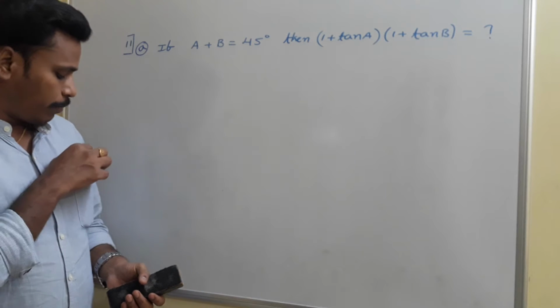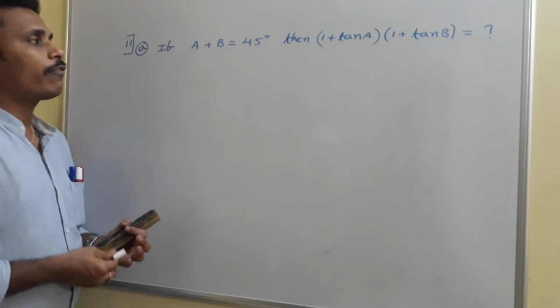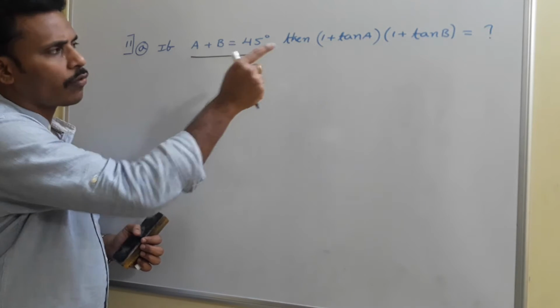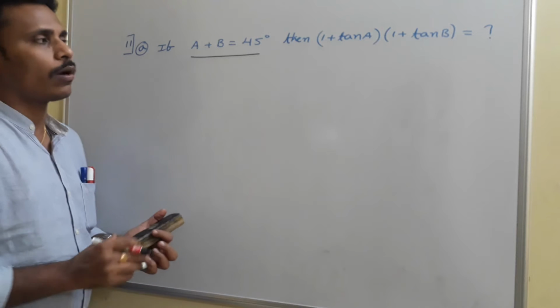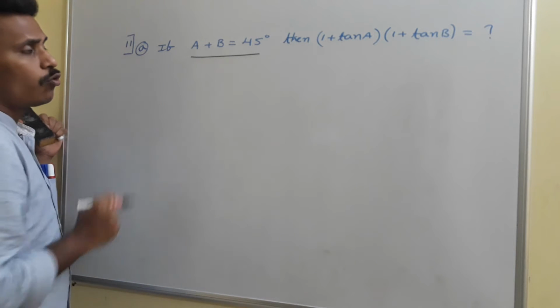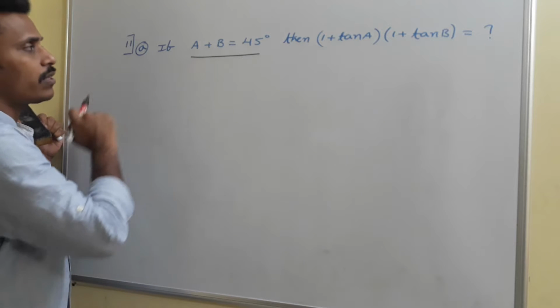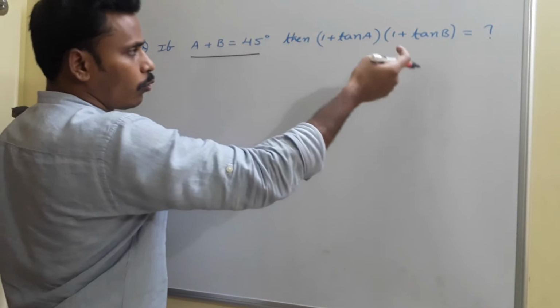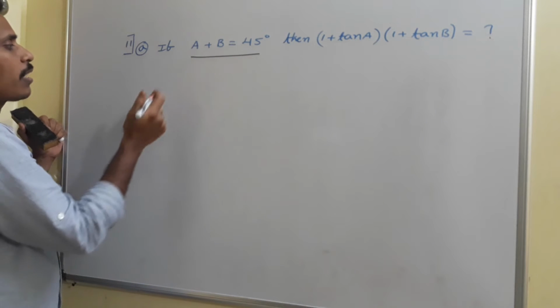Here, a plus b is equal to 45 degrees is given, and they are asking us to find the value of 1 plus tan a into 1 plus tan b. To calculate that value, I have this a plus b as 45. The result we have to prove involves tan, so you just apply tan here.